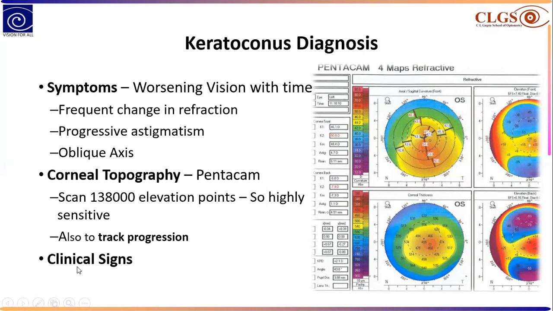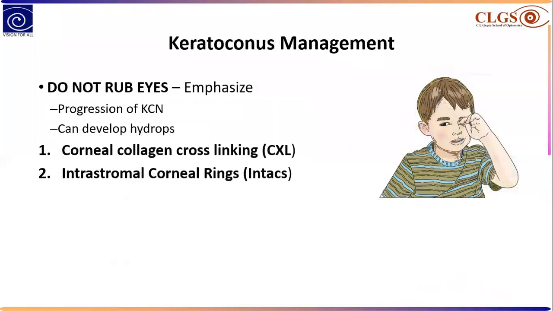And clinical signs, so we know about the scissor reflex, Vogt's striae and other signs. The problem with clinical signs is that they mostly appear at very late stages of the disease. So if we totally rely on clinical signs, we might miss keratoconus in its early stages. So symptoms and corneal topography are a better tool for diagnosing keratoconus.